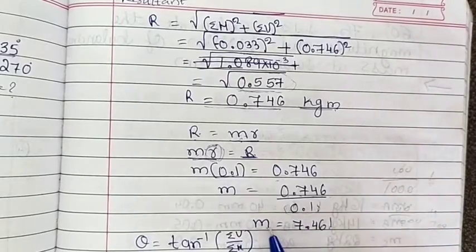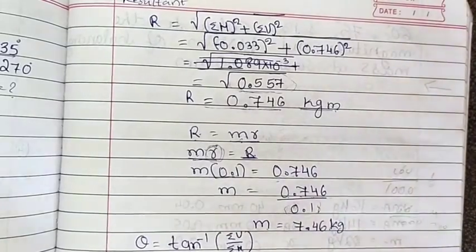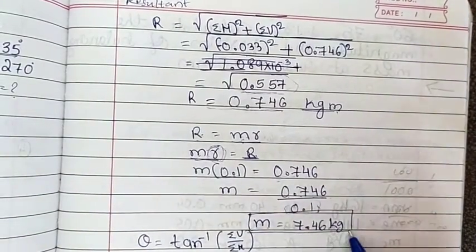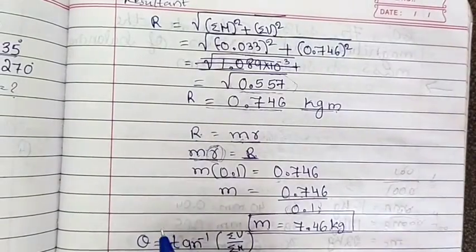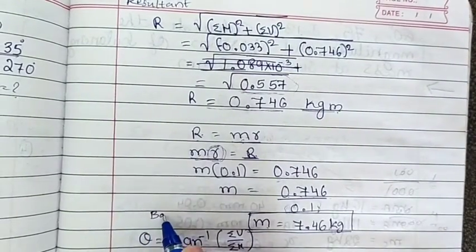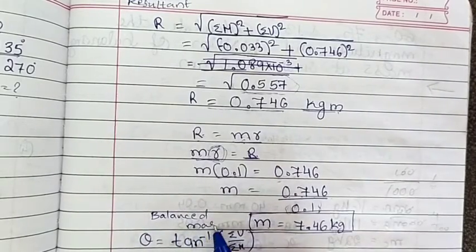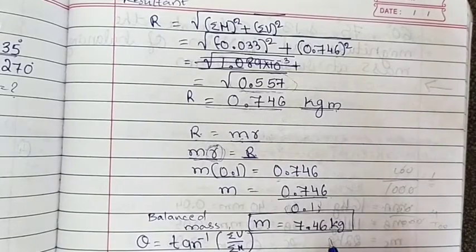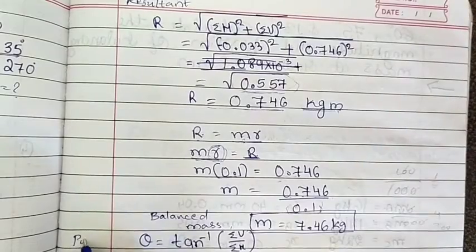What is the unit of mass? It is given in kg. Using this you can easily find the balanced mass. The balanced mass M is equal to 7.46 kg.